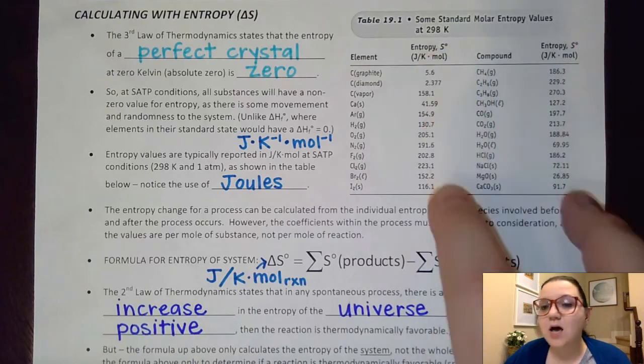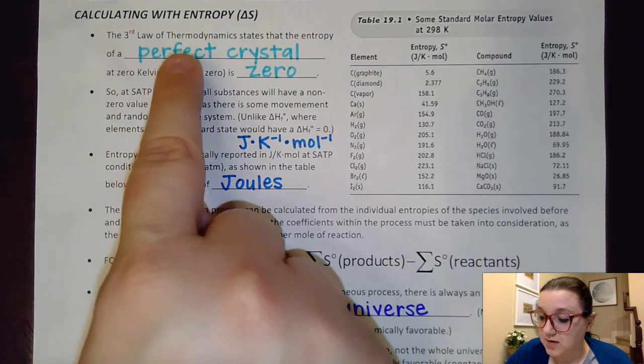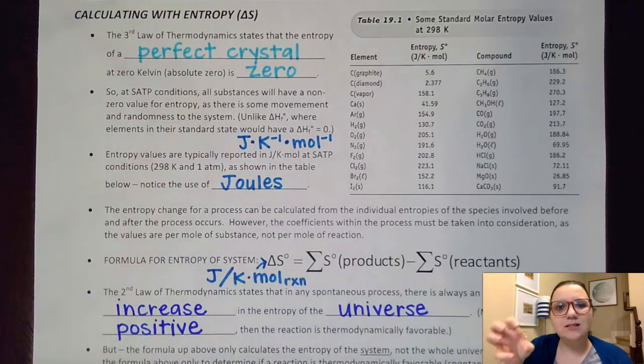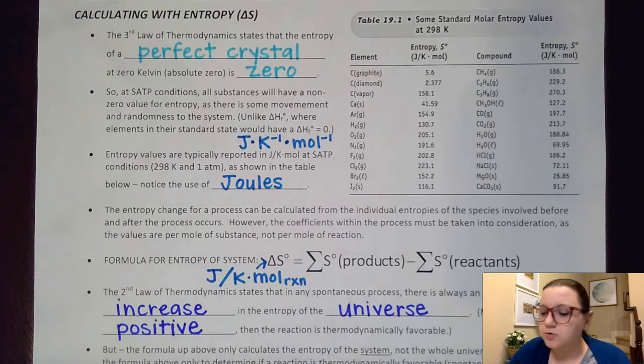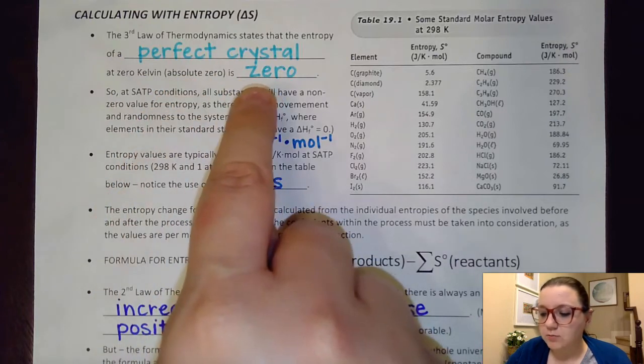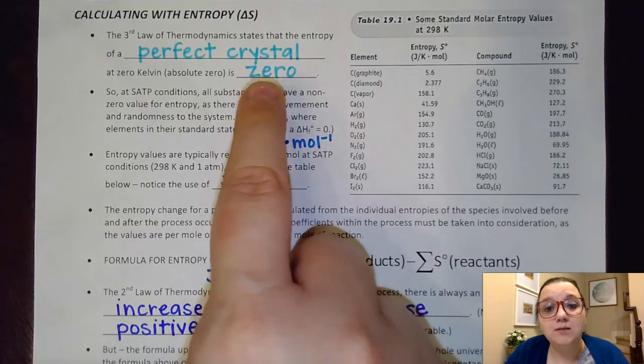First off, you notice that none of this data has a zero value for the entropy. Let's talk about why. It says here that the third law of thermodynamics states that the entropy of a perfect crystal, meaning a solid that's in the perfect arrangement of those particles, at 0 Kelvin, meaning absolute zero, is 0. What that means is that at absolute zero, where there's no motion taking place, there's really only one possible arrangement for those substances' particles, and so therefore the entropy value would be 0.